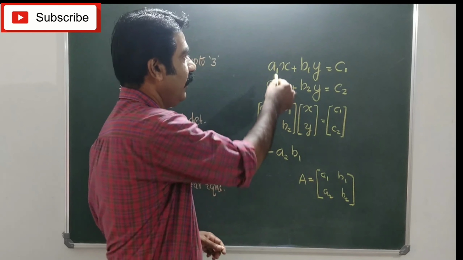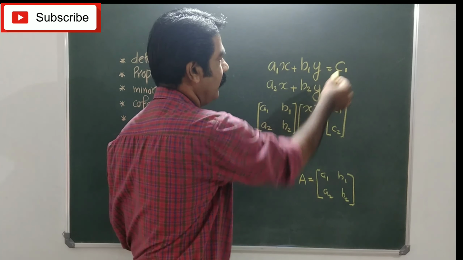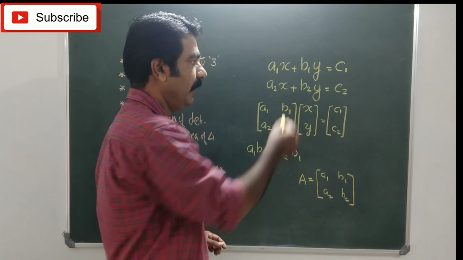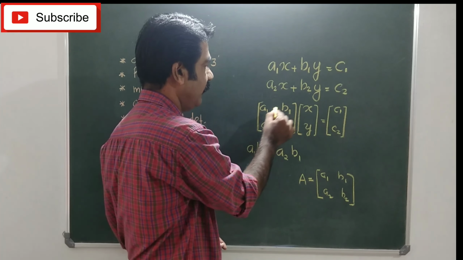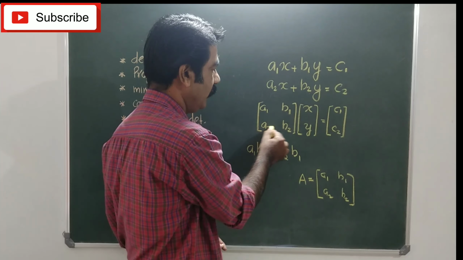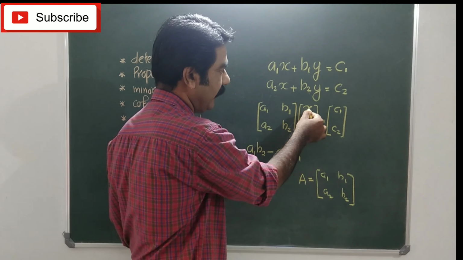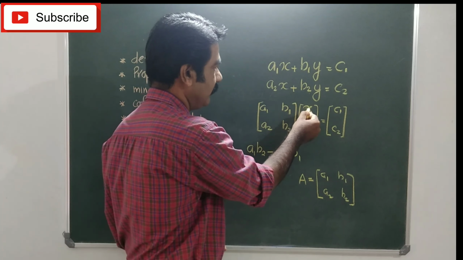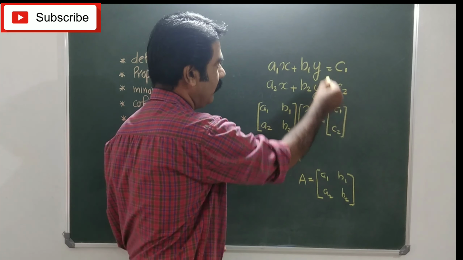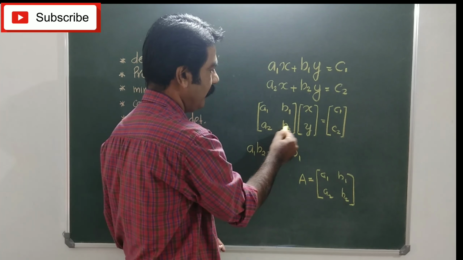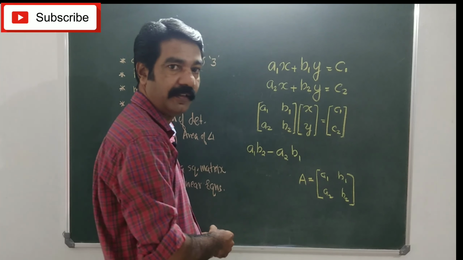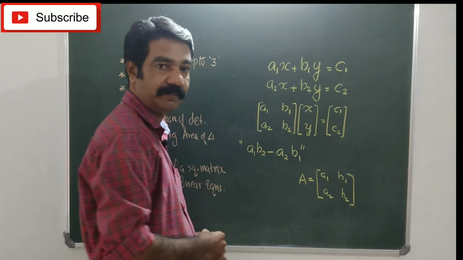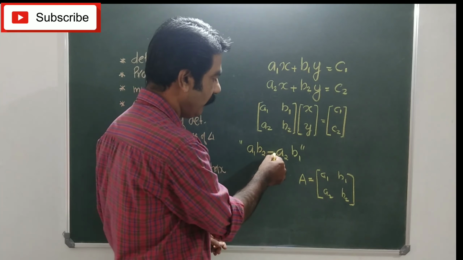Like a1x plus b1y is equal to c1, a2x plus b2y equals c2, a system of linear equations can be expressed as matrix a1 b1 a2 b2 into matrix x y is equal to c1 c2. See, a1 into x plus b1 y equals c1, a2x plus b2y is equal to c2. Here the value a1 b2 minus a2 b1 is what?